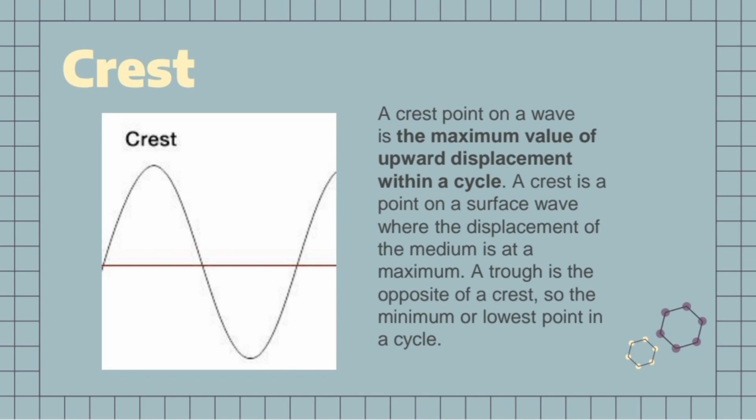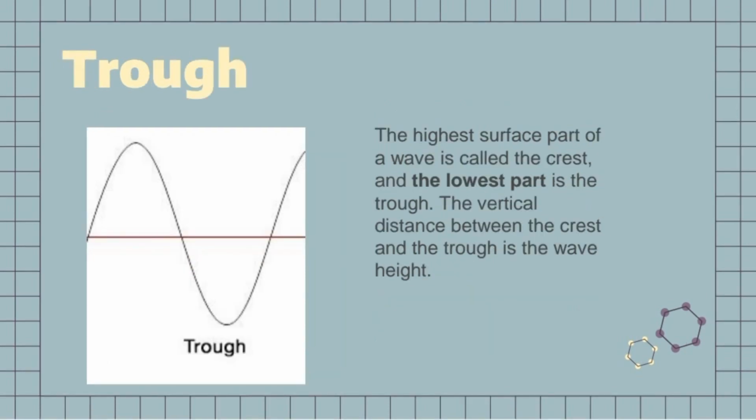A crest point on a wave is the maximum value of upward displacement within a cycle. A crest is a point on a surface wave where the displacement of the medium is at a maximum. Trough. The highest surface part of the wave is called the crest, and the lowest part is the trough. The vertical distance between the crest and the trough is the wave height.